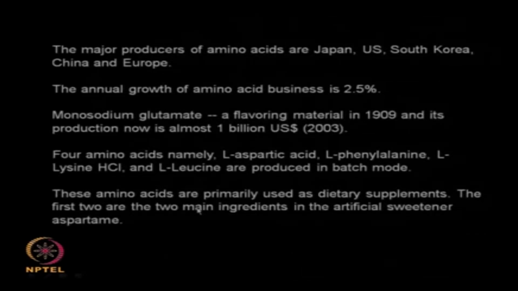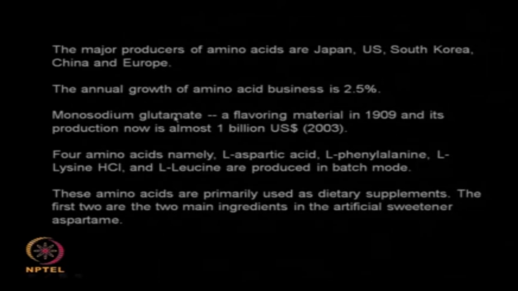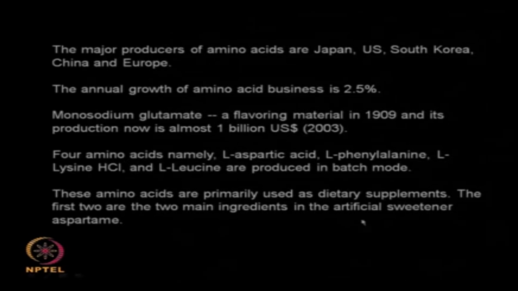The major producers of amino acids are Japan, US, South Korea, China and Europe. They are talking about an increase of about 2.5% annual growth. Monosodium glutamate, we are all used to it, it is a flavoring material introduced in the year 1909, and the business is about $1 billion US, a big business, used in flavoring Chinese food. L-aspartic acid, L-phenylalanine, L-lysine hydrochloride, L-leucine are all produced in batch processes. All these are also used in dietary supplements and as artificial sweeteners. The first two are used in the artificial sweetener aspartame, again a very big business; with more people having diabetes and glucose intolerance, this artificial sweetener business is also becoming big.